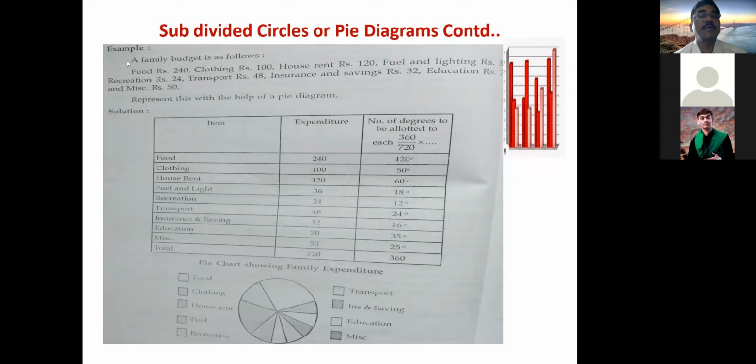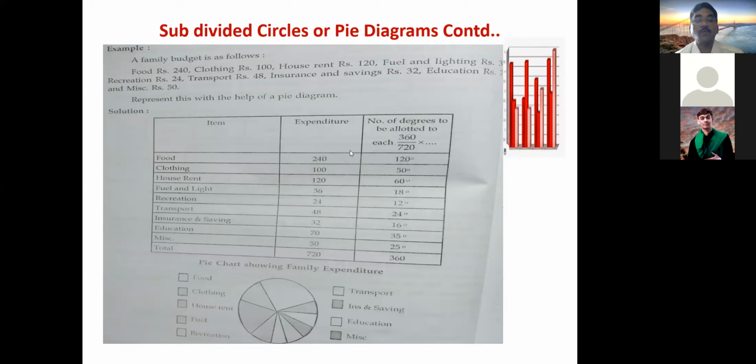See what is the example here I have given you. See here on the monitor, I am moving the cursor, you just observe it. Example, a family budget is as follows: food 240 rupees, clothing 100 rupees, house rent 120 rupees, fuel and lighting 36 rupees, recreation 24 rupees, transportation 48, insurance and savings 32, education 70, and miscellaneous 50 rupees. Like that, the expenditure is segmented like this.